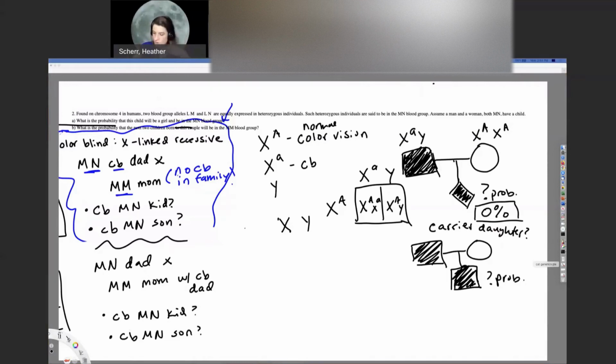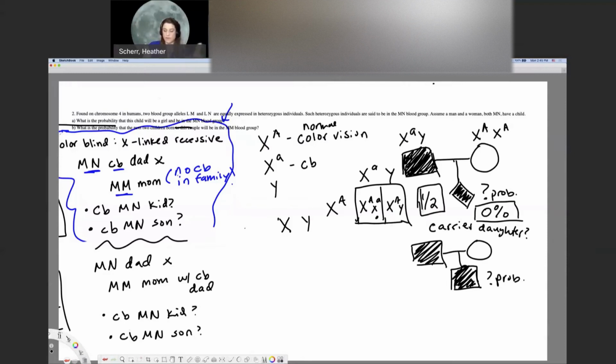No. So if I ask the probability of getting a carrier daughter, there's two things happening here, right? You don't know anything about the child, so you have two different options for babies. One of those options is the carrier daughter. Half the time you'll have a normal son, half the time you'll have a carrier daughter. Not you will have, that's the wrong way to say it. You have a 50% chance of having a carrier daughter and a 50% chance of having, in this case, a normal son. That's if you don't know the baby.